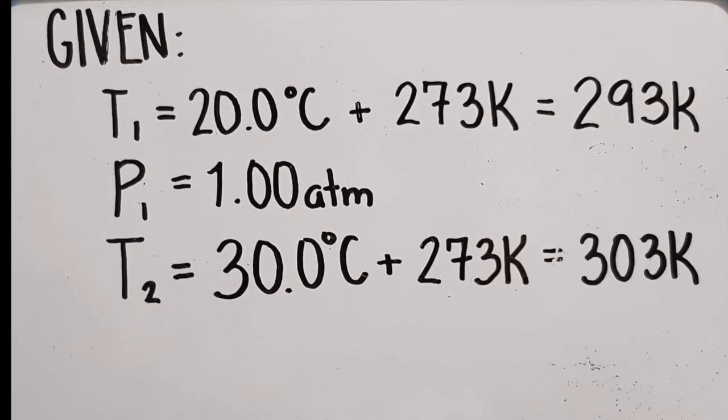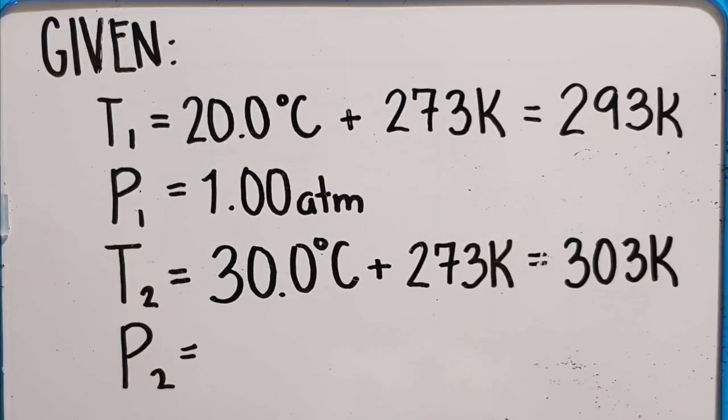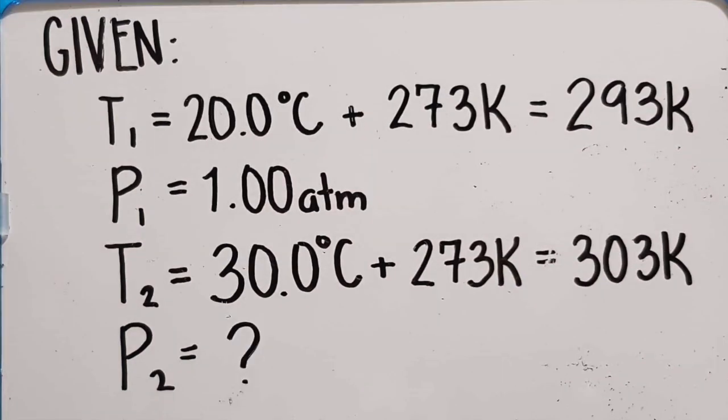So don't forget to convert your temperature from Celsius to Kelvin when necessary. And of course, the final pressure or P2 being unknown. Notice that the final pressure or P2 was also not stated in this problem. Thus, we pattern our computation from the first one. So we should write the formula first.